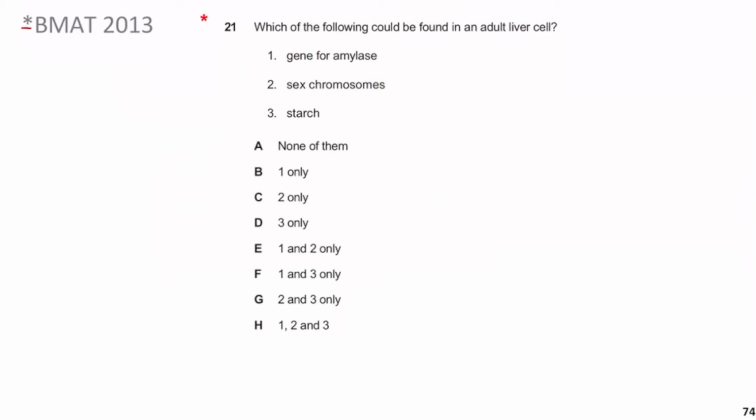Right? So which one could be found? So this one could be found. Could you find sex chromosomes? Yeah. So all your cells have 23 pairs of chromosomes, 2 of which are going to be your sex chromosomes. And in an adult liver cell, would you find starch? Right, so starch is more of a plant thing, isn't it, guys? So you won't find starch. More so, the storage form in humans, in an adult liver cell, would be glycogen. So this one can't be it. So hopefully, guys, you can appreciate then that the answer in this case would be E.